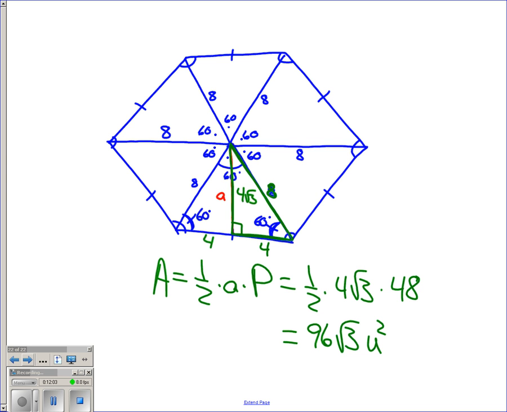Now, if it says to round to the nearest tenth, sure. Punch that in on your calculator, 96 root 3. Round to the nearest tenth. If it says thousandth, all right, you can take that as far as you want. But that's finding the areas of regular polygons. You always have to find the apothem, and that's the height of the small triangle that you make inside. It's the distance from the center perpendicular to the side.